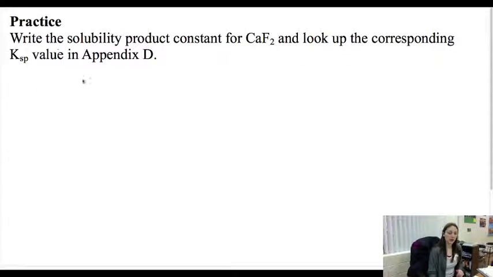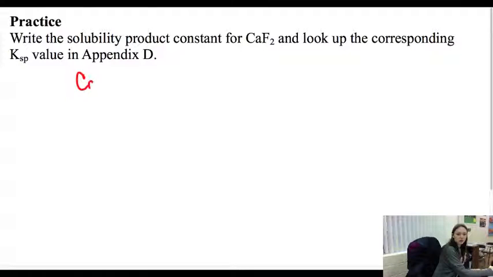So looking at an example here, we're going to write the solubility product constant for CaF2 and look up the corresponding KSP in Appendix D. Again, Appendix D has all of those K values from before, but now we'll look at the flip side of that Appendix D page, and we're looking at the KSP, or the solubility product constant values.